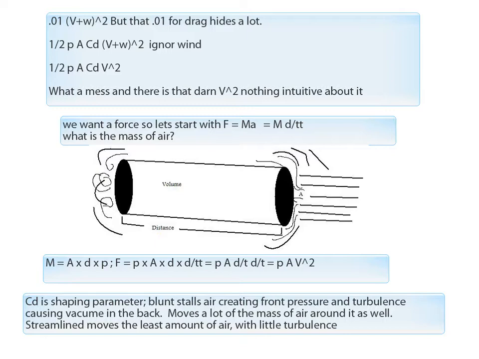And then there's that V squared. It's just not intuitive. We're used to momentum, we're used to force, we're not used to V squared. There isn't any intuitive experience of V squared. But let's see if we can find it. We want a force, so let's start with force equals mass times acceleration. Acceleration is velocity per unit time, the change in velocity, so it breaks down into distance over t squared. But what is the mass of air? We've got this m, we have to figure out what that is.